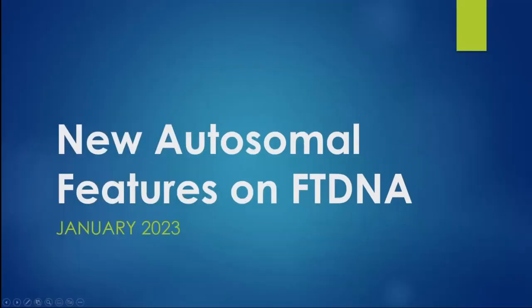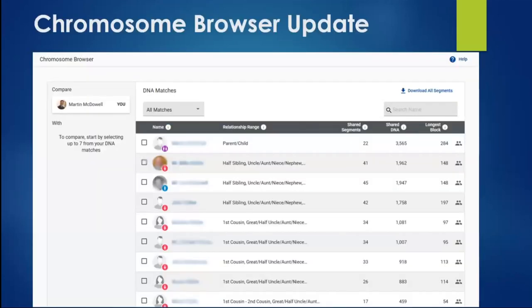Okay, everyone. So today we're going to be looking at two new features that have been added to Family Tree DNA in January. The first of these is an update to the Chromosome browser. If you haven't been in the Chromosome browser recently, you may not have noticed this. So what this is giving you is this little symbol here. If you can remember from your matches page, this little symbol means "in common with." And this very simple and very effective update is allowing you to look at your list of "in common with" people through your Chromosome browser.